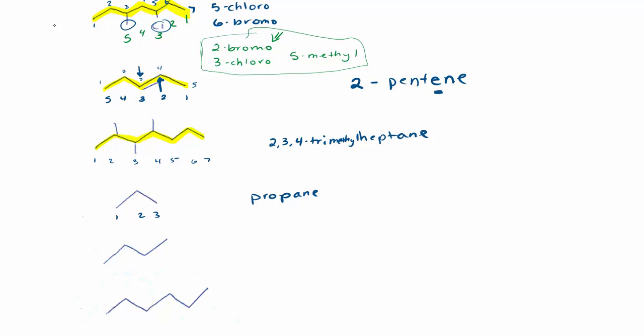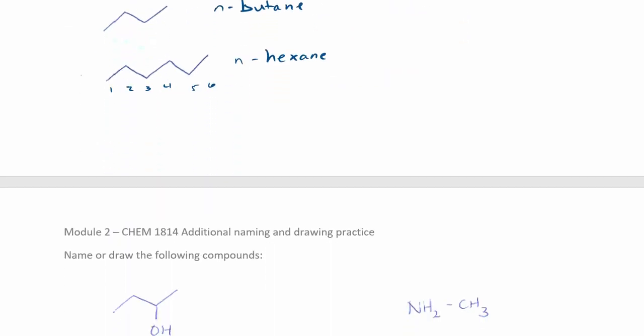Here we have 4 carbons. Again, no substituents, no functional groups. This is just butane. And here, count your carbons. Just 6 carbons, no functional groups, no substituents. This is just hexane. Now you may want to get into the practice of calling this N-hexane, N-butane, but that's not something that I'm going to need from you quite yet.